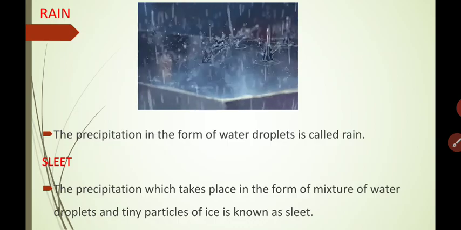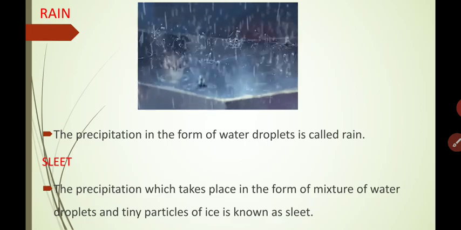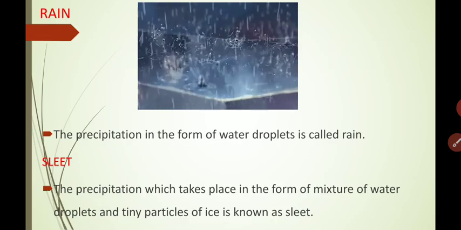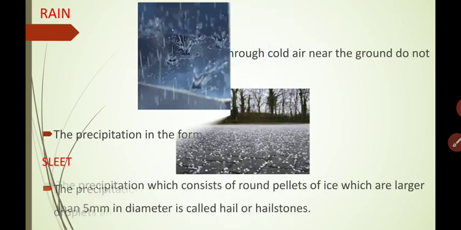The precipitation in which the size of the raindrop is less than 0.5 millimeter in diameter is known as drizzle. Not heavy rain, just normal drizzling. A raindrop greater than 0.5 millimeter in diameter is known as rain. Heavy rain is rain and slight rain is drizzle. So less than 0.5 millimeter in diameter is drizzle and greater than 0.5 millimeter is rain.